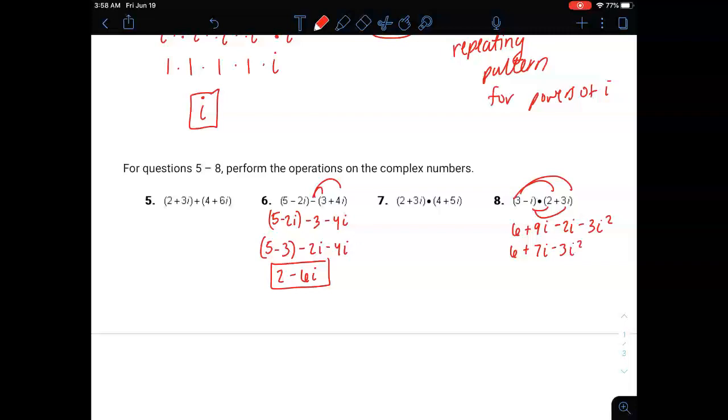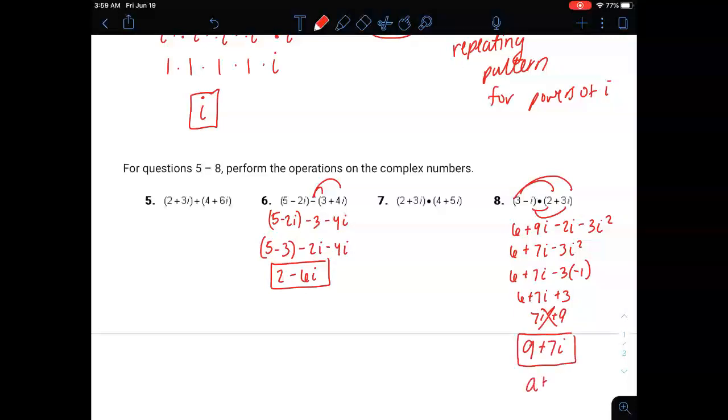All right, I'm going to then replace my i squared with my negative 1. 3 times negative 1. So 6 plus 7i plus 3. So I am left with 7i plus 9. Or the way that you should write it to be in the correct form is 9 plus 7i. Okay, remember, we got to make sure it's in that a plus or minus bi form.